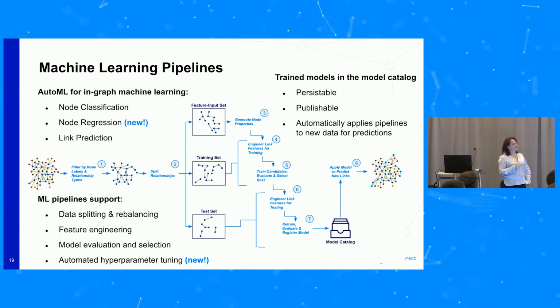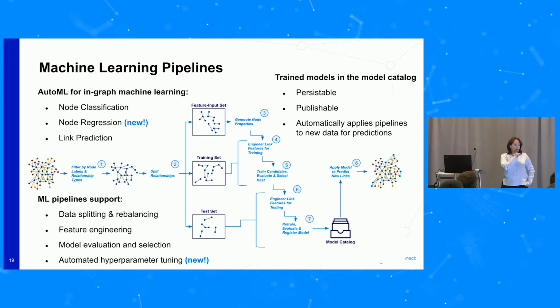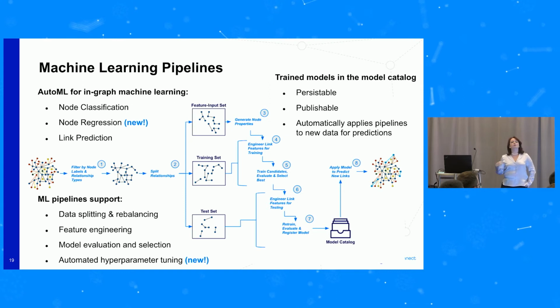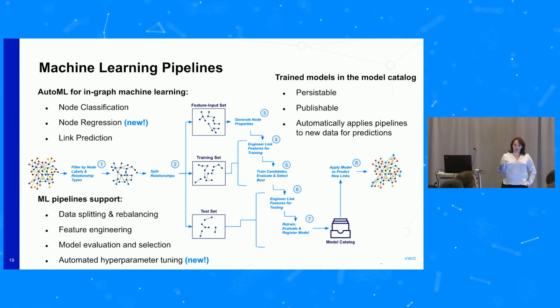And brand new, we've introduced node property regression. So this is if node classification can fill in a missing label, node regression can fill in a missing property based on the topology of your graph. The way we do this is with pipelines.